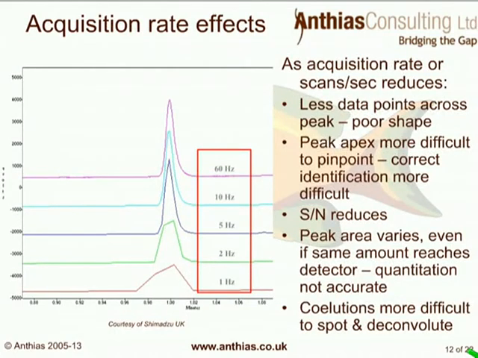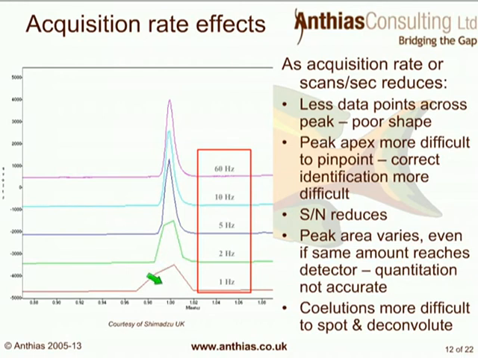So this is how it affects our peak shape. As the acquisition rate or the scans per second reduces, we get fewer data points across a peak, meaning that we get worse peak shape. If you look down here, this is only 1 hertz, so the peak shape is horrendous, and also it's very, very broad, so coeluting peaks would occur. The peak apex is also more difficult to pinpoint. Would we take it as the average point here, or would we take it there? So if we're identifying a peak based on retention time, that retention time would be shifting around depending on where those data points exactly are.